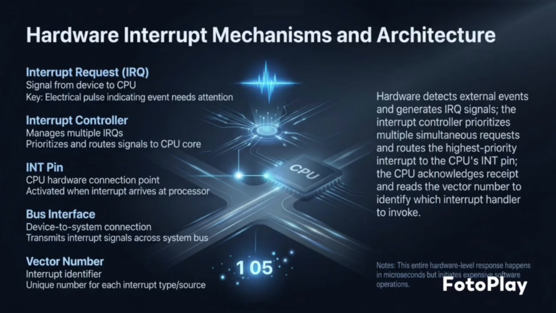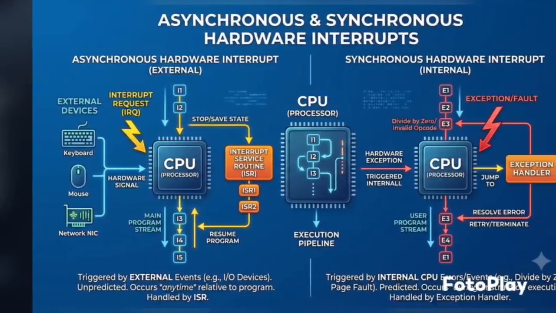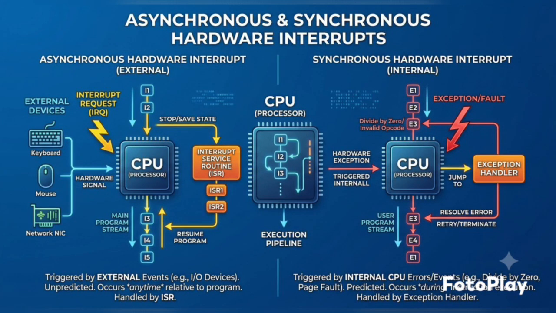Before we look at the recovery process, we need to understand that not all interrupts are created equal. They fall into distinct categories. First, we have asynchronous hardware interrupts. These are completely unpredictable. They come from the outside world. When you click your mouse or a file finishes downloading onto your SSD, that hardware component signals the CPU. It doesn't care what code the CPU is currently executing. It's an external trigger.